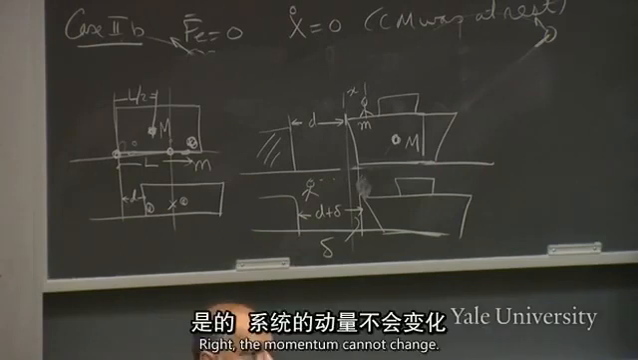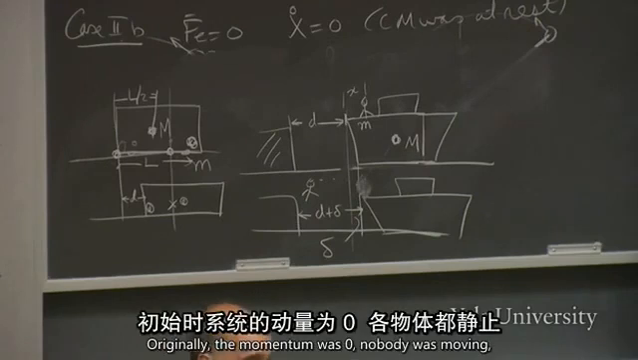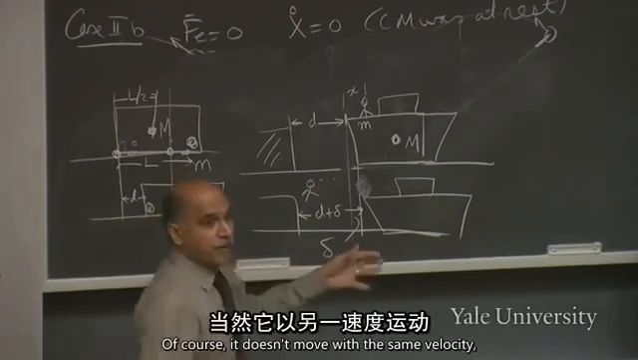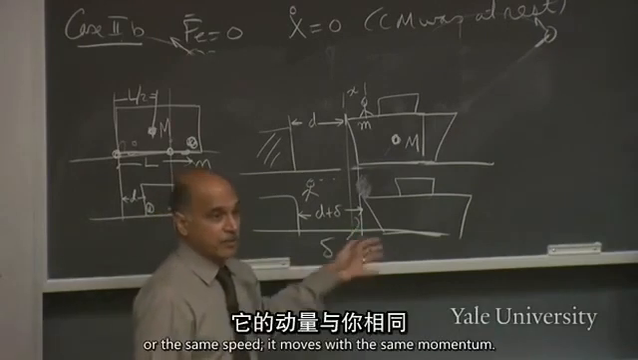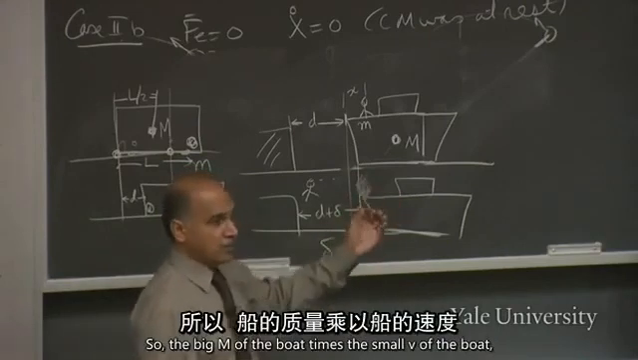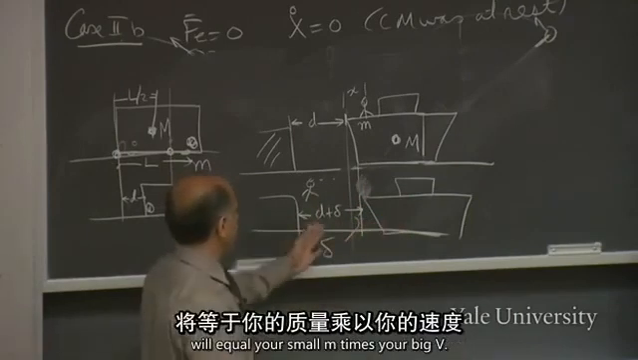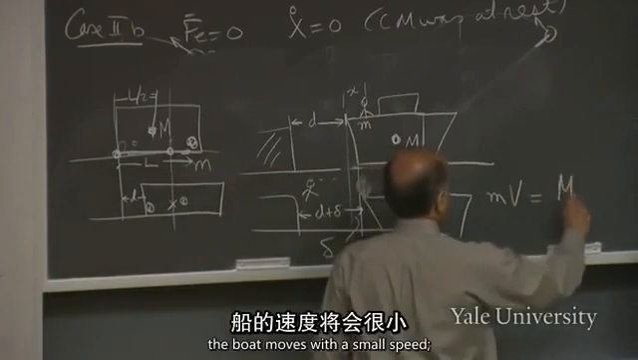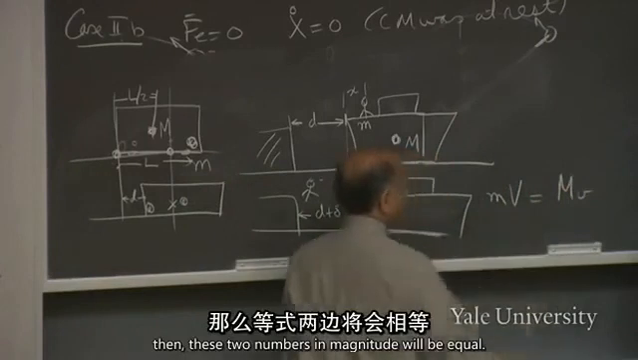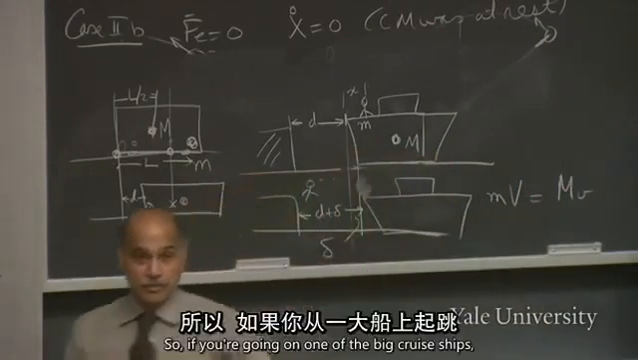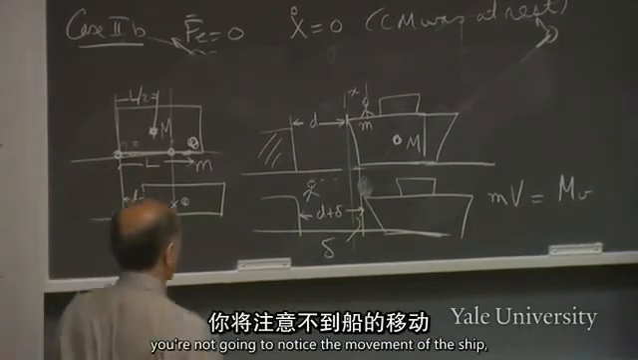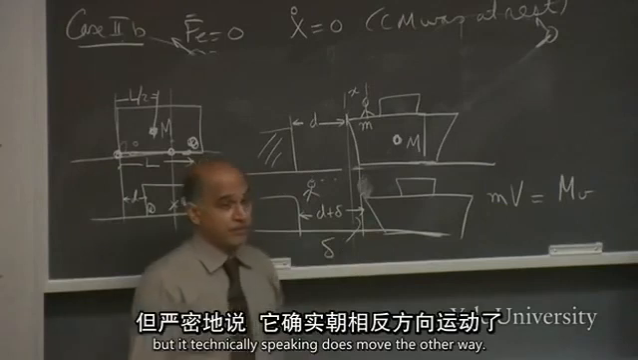Yes? The momentum can't change? Right. Momentum cannot change. Originally, momentum was 0. Nobody was moving. If suddenly you're moving, the boat has to move the other way. Of course, it doesn't move with the same velocity or the same speed. It moves with the same momentum. So the big M of the boat times the small v of the boat will equal your small m times your big V. In other words, you, let's say, move with a big speed, the boat moves with a small speed, then these two numbers in magnitude will be equal. So if you're going on one of the big cruise ships, you jump on the shore, you're not going to notice the movement of the ship, but it, technically speaking, does move the other way.